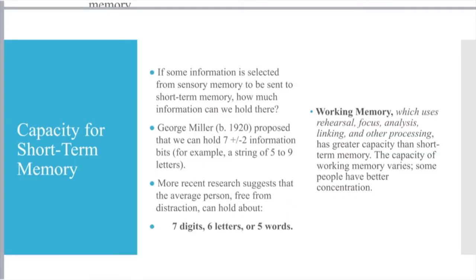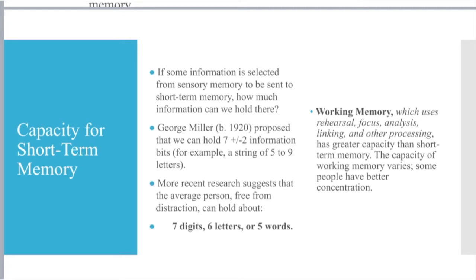So in regards to the capacity of our short-term memory, we know that our brains can store 7 digits or 6 letters or 5 words in order to actually keep that information for a reasonable amount of time and recall it later on, right? If some information is selected from sensory memory to be sent to short-term memory, how much information can we hold there? George Miller proposed that we can hold 7 plus or minus 2 bits of information, right? A string of 5 to 9 letters.